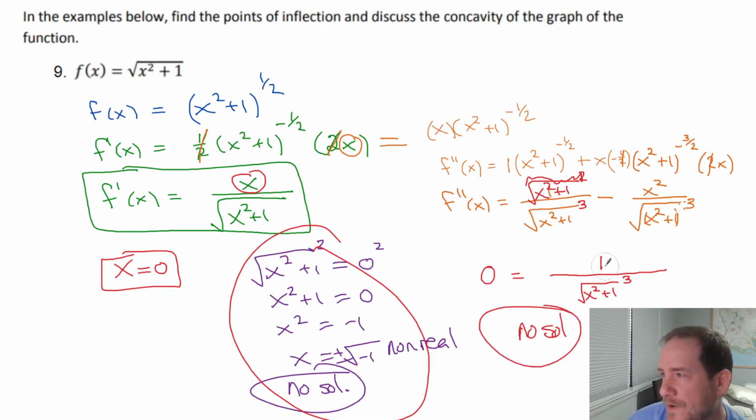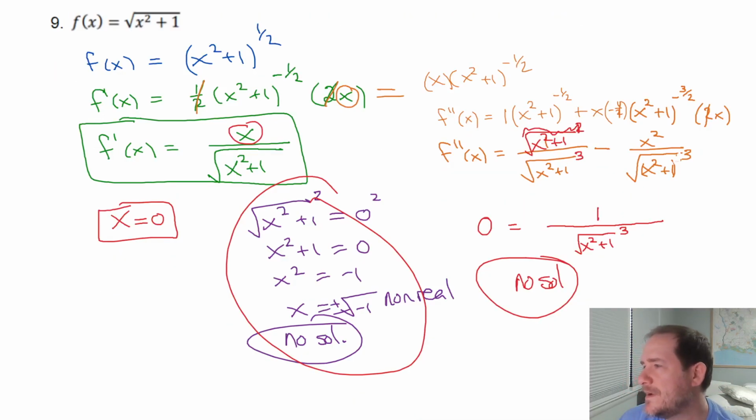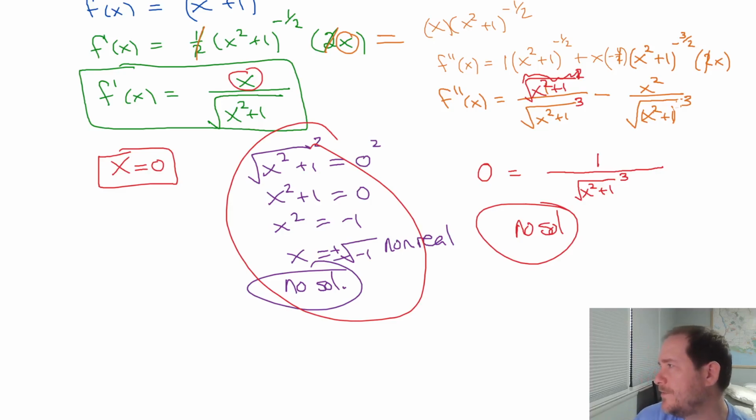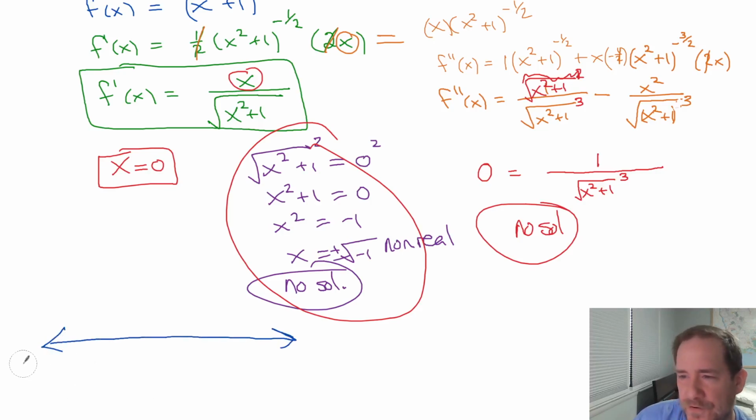Now what does that mean for us? It means our graph does not have any points of inflection. It's just always concave up or down. And so we can just test anywhere, honestly. So the original function has a domain of all real numbers. We could honestly just test anywhere. Essentially, you're building a number line that just literally goes all the way from negative infinity to infinity.